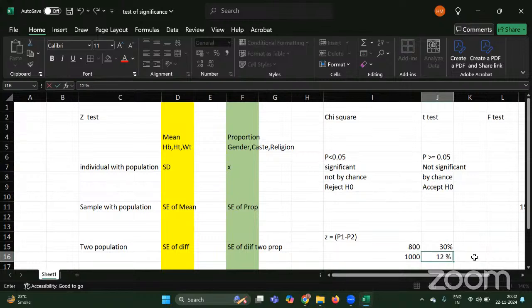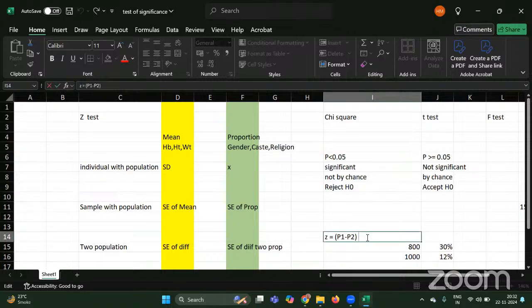For that, we find the standard error of the difference between two proportions, which you can measure as the root of P1 Q1 upon N1 plus P2 Q2 upon N2. You apply this over here: P1 minus P2 divided by the standard error of the difference between two proportions. If z is more than 2, then it is significant. If z is less than 2, not significant.